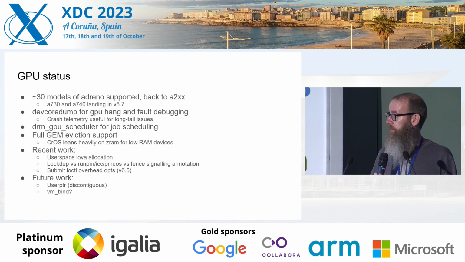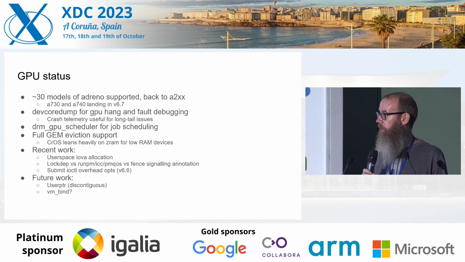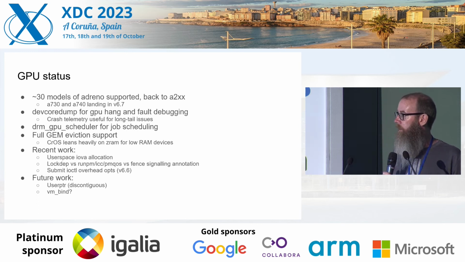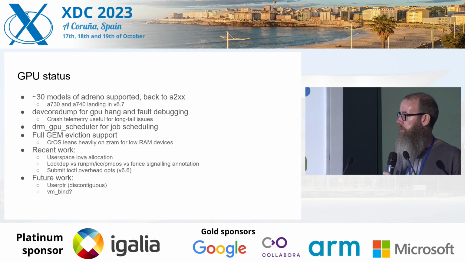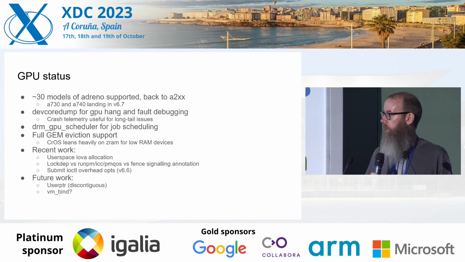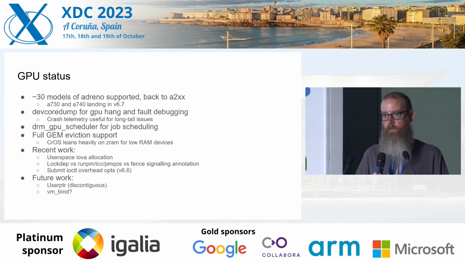So you have a 4 GB device with 20 tabs open. You might have only a small fraction of your GEM objects resident in memory at any time. Recent work has included userspace IOVA allocation, which was originally motivated by the virtio-GPU native context, because it allows the user mode driver and the guest to not have to wait for a response from the host on buffer allocation. But more recently, it's used by Turnip as well in the non-VM case.